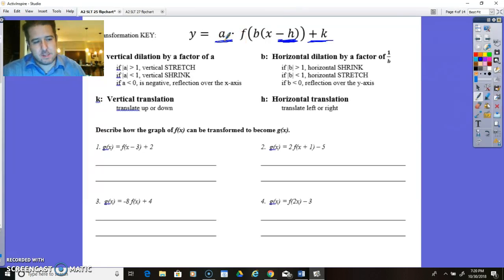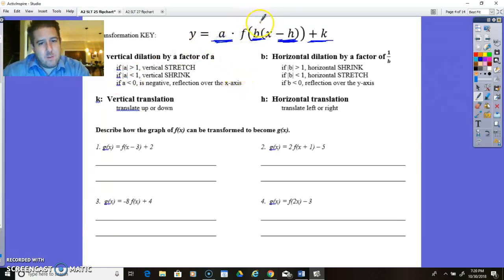And then a does two things. A determines the stretch factor. So in this case, it's how much it's stretched, how fast it goes up or how much it increases. And it also determines if it's positive or negative, whether or not it's going to be flipped or reflected over the x or y axis. B, this number in front of the x, will determine if it's reflected over the y-axis, whereas a will determine if it's reflected over the x-axis.